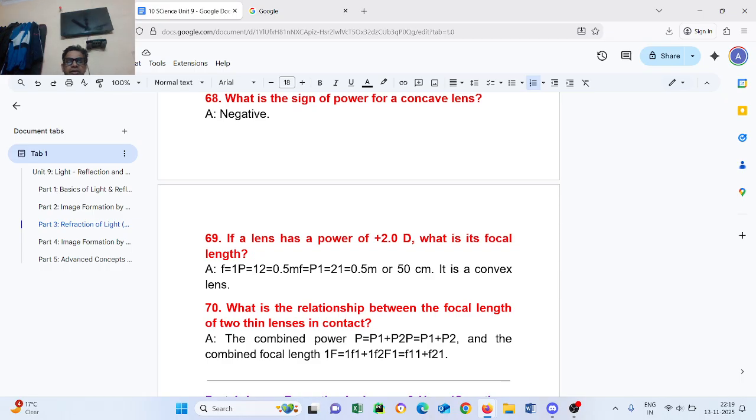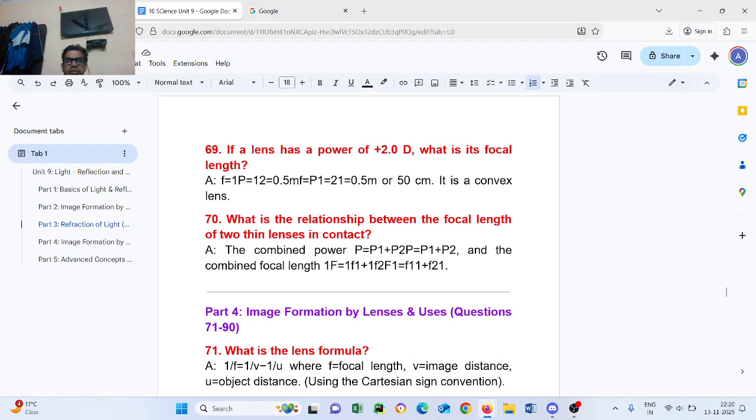What is the relation between the focal lengths of thin lenses in contact? The combined power P = P1 + P2, and the combined focal length is given by 1/F = 1/F1 + 1/F2.